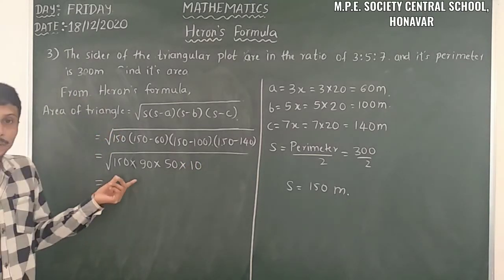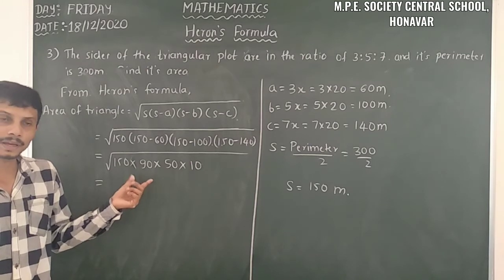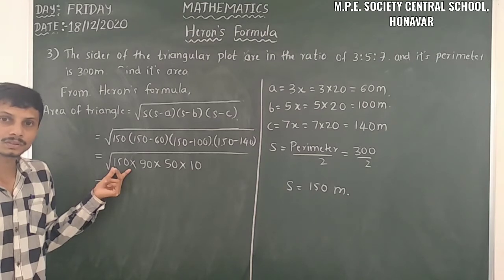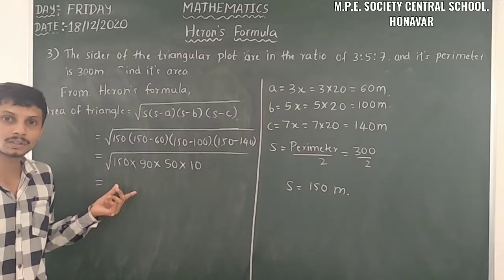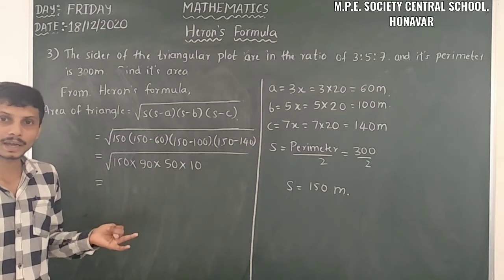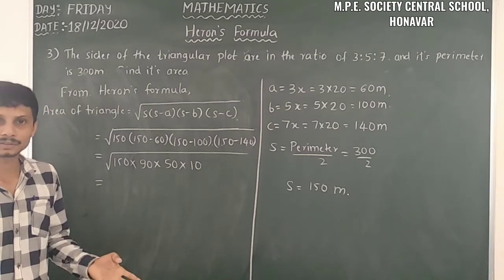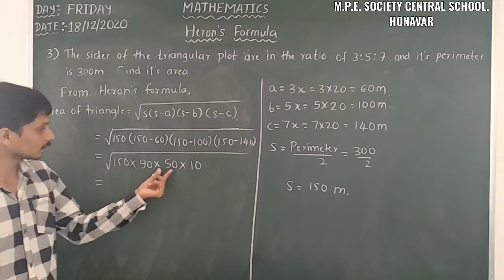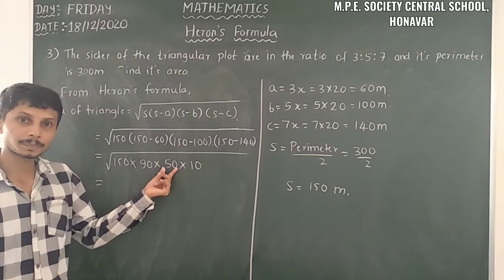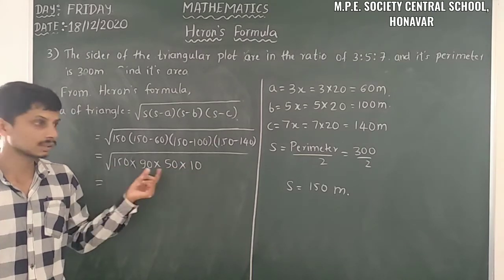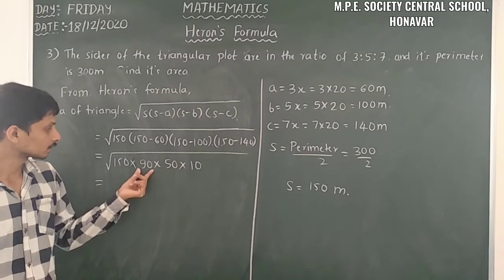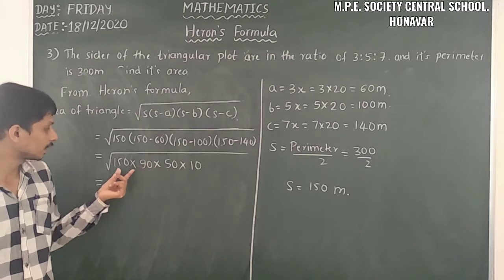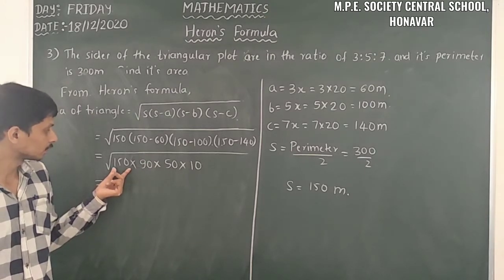So here we have to look at what perfect squares are possible. We have to check whether 150 is divisible by any perfect square, like 1, 4, 9. So we have to check 150, 90, 50 and 10. Just observe 50: it can be written as 25 into 2. And here 90 is 9 into 10.